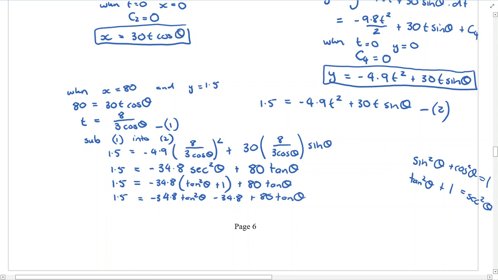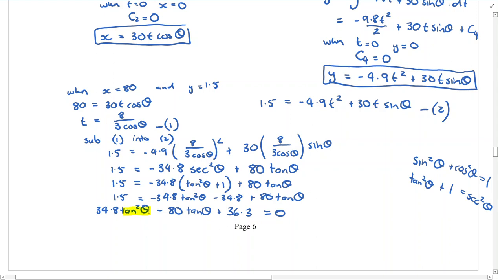Now, let's do some reordering here. I'm going to move the negative 34.8 tan squared theta across the other side so that's positive. Move the tan term next, so that'll be negative 80 tan theta. And then I have some constants. I have the 1.5, and I want to add the 34.8 across to be with it, which will make a positive 36.3 equals 0. And as Ben has so wonderfully pointed out, this is a quadratic.